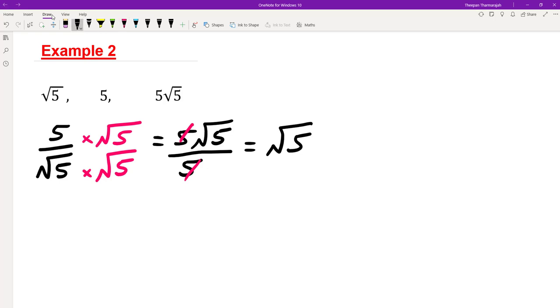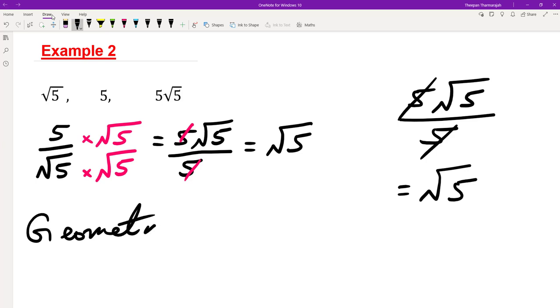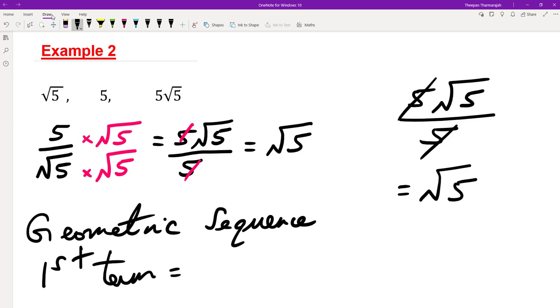Now what would happen if I take the third term, 5 root 5, and divide it by the second term? Well, they cancel out. So I indeed get root 5. So it's a geometric sequence with the first term being root 5 and a common ratio, R, also being root 5.